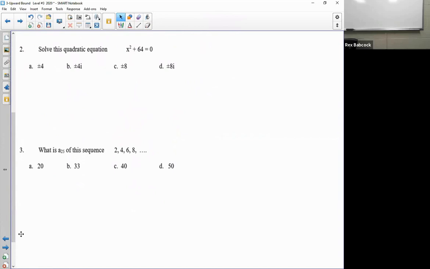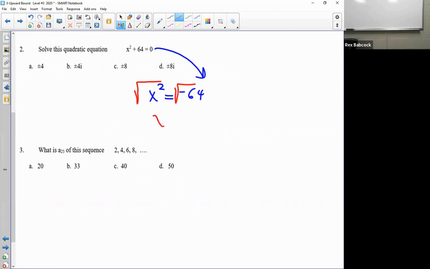Solve this quadratic equation. Well, that's very similar to what we just had a minute ago. I think I would say some number squared, not using the quadratic formula. I'll use it here in a second, but it's easy because there's only an x squared. It's negative 64. Square root both sides, and x equals plus or minus the square root of negative 64. Well, that's 8i.